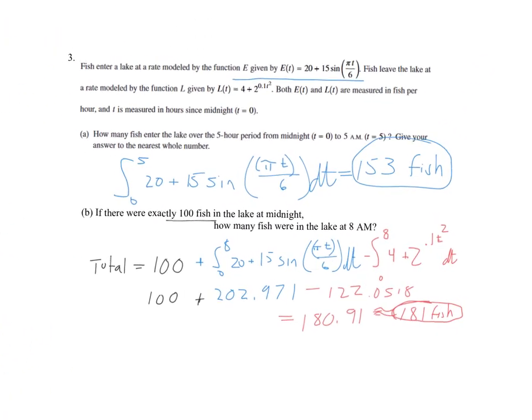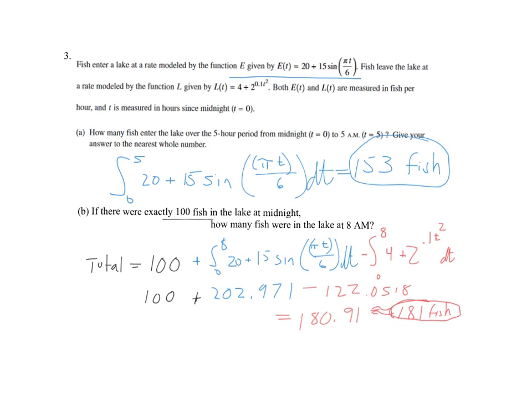Finally, for our last question, question number 3, this is about fish entering a lake. So fish are entering a lake by that E of t function. They are leaving the lake by that L of t function. So for part A, how many fish enter the lake? Well, if I'm just looking for how many fish entered the lake, I really only care about that blue function there, right? It's just how many entered.